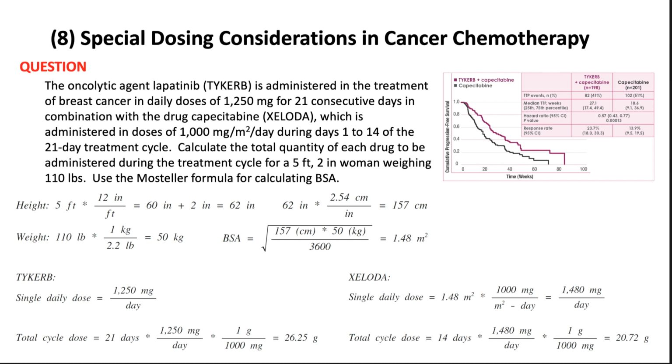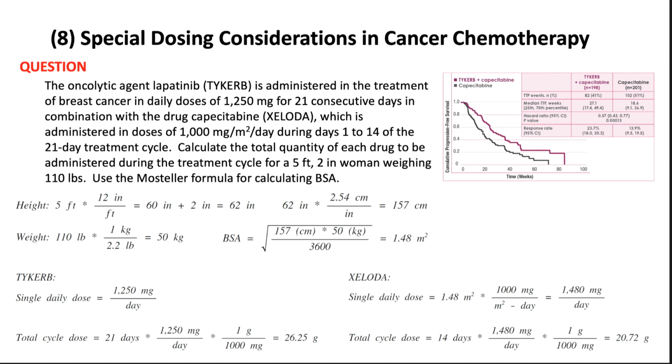So now we go back to the total cycle dose, and remember, this is what's a little bit different. It said the Xeloda is only given on days 1 to 14 of the treatment cycle. So we have a total of 14 days. We take 14 days times the 1,480 milligrams per day, and we're in milligrams now.